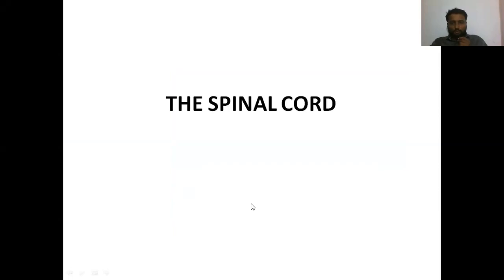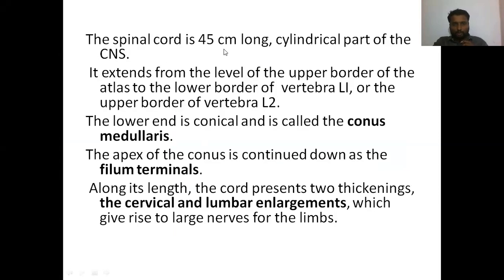So, dear students, today we are going to discuss the spinal cord. The spinal cord is a 45 centimeter long cylindrical part of the central nervous system.